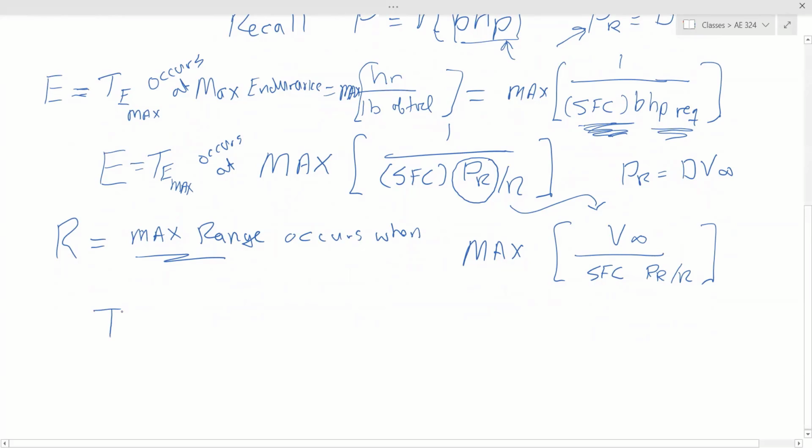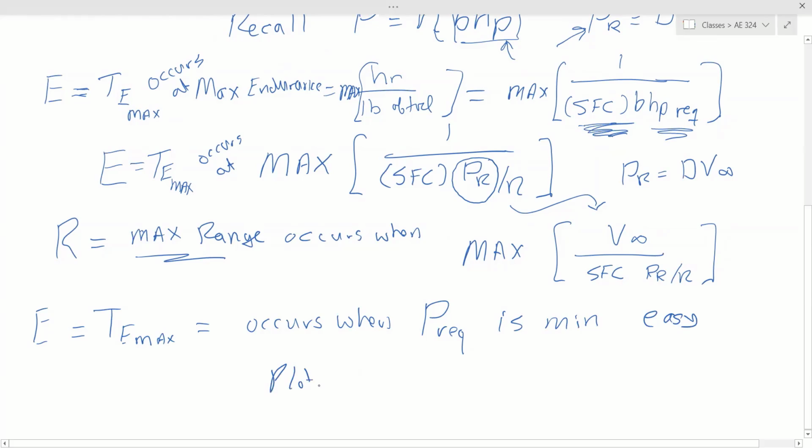So let's write that here, the max endurance occurs when the power required, we know how to plot the power required for level flight, is a minimum. So this is easy. We plot, or we take our plots that we've already done of power required, and then we look for the minimum.